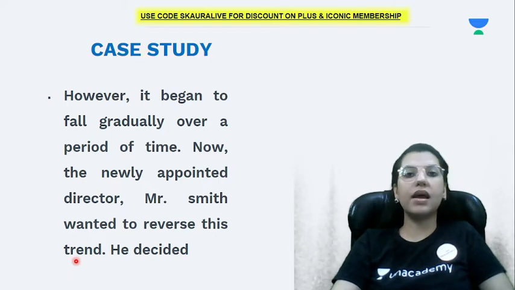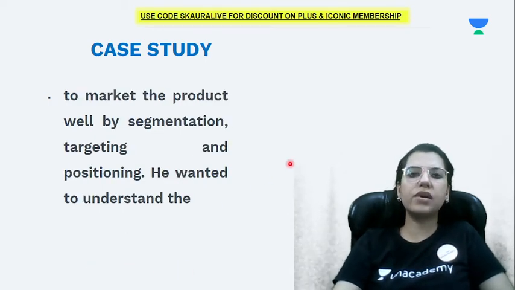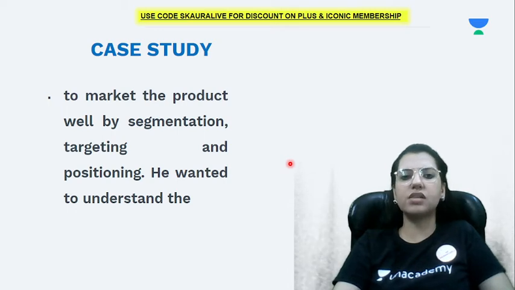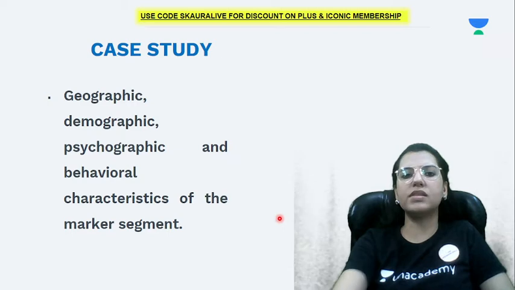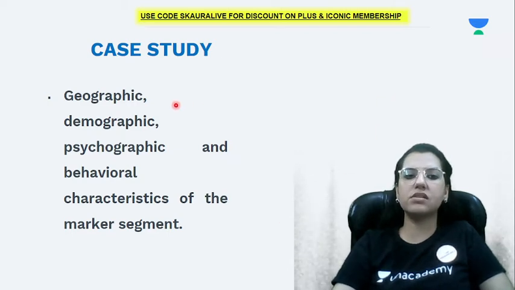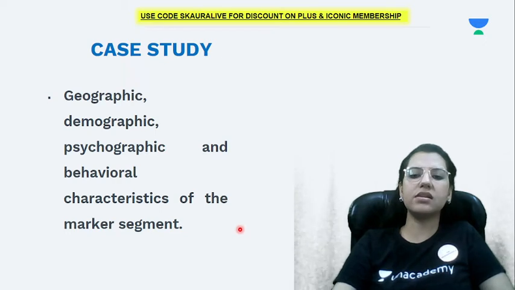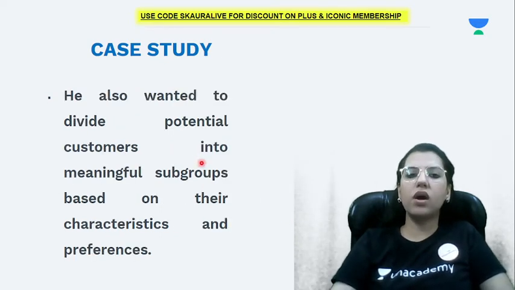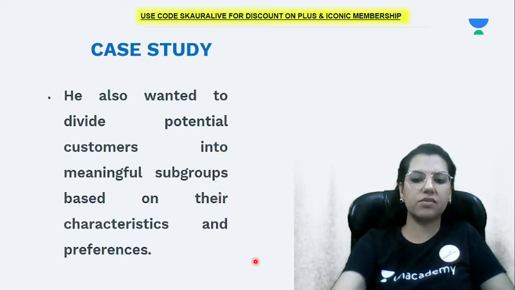Under his umbrella, the sales of his products will start to decline. He wanted to reverse this trend. So he decided to market the product well by segmentation, targeting, and positioning. And of course, there must be a lot of categories, but then he wanted the geographic, demographic, psychographic, behavioral characteristics of the marketer segment. He wanted to divide potential customers into meaningful subgroups based on their characteristics and preferences.